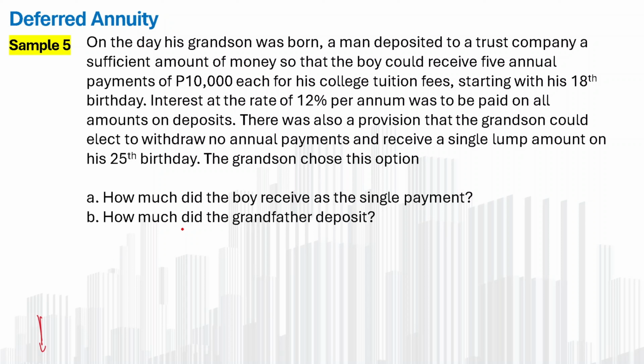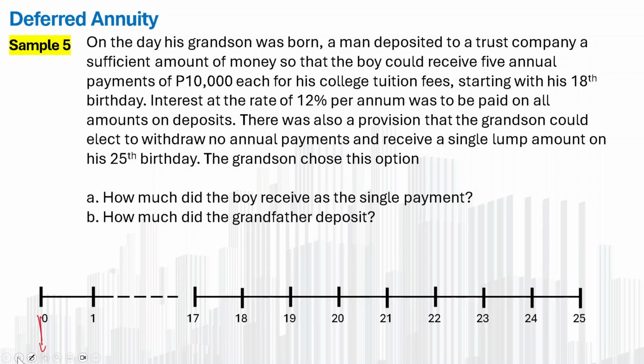Okay. Reading the problem, we know that we need to find the total accumulated amount, and then the initial deposit. So how do we decipher this? Let's start by drawing the cash flow diagram first. Since the boy elected not to receive the 10,000 pesos each for 5 years from his 18th birthday until 22 years old, instead, he opted to receive all of it on his 25th birthday. Here it is. And this is the 10,000 pesos starting on the 18th birthday. He would receive 10,000 pesos until he is 22 years old.